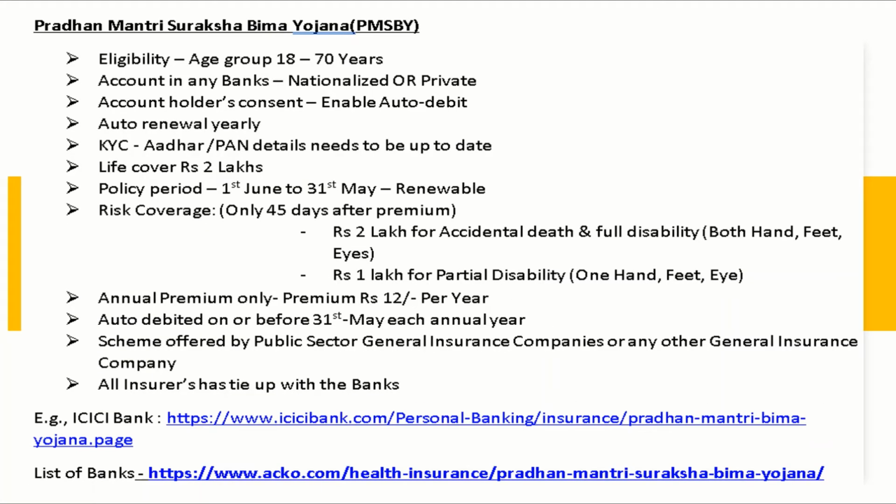So here the eligibility is up to 70 years, and the life coverage, risk coverage, again only starts after 45 days. The risk coverage is 2 lakhs. So 2 lakhs for full disability or accidental death, and 1 lakh for partial disability like one hand, one foot, one eye, etc. And the annual premium for this insurance is 12 rupees per year, and auto debited from the account 31st May of each year. Scheme is offered by public sector bank and general insurance companies, any other general insurance companies.